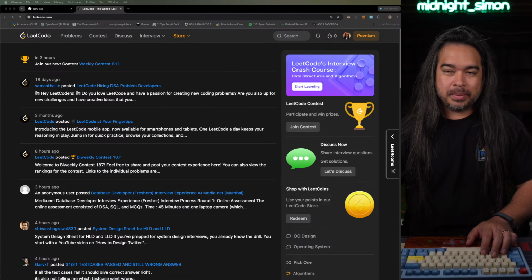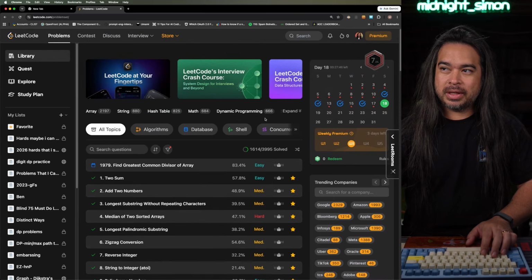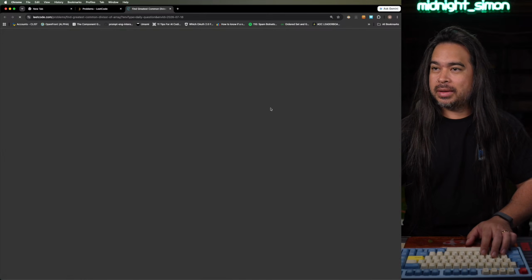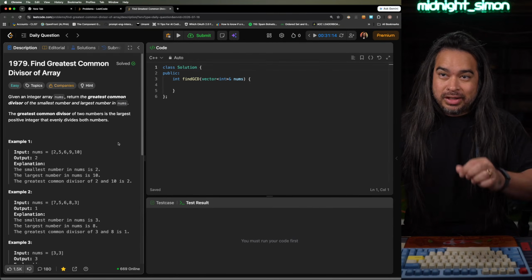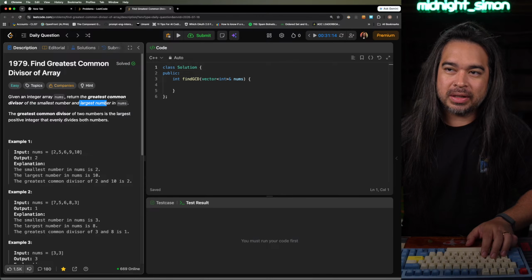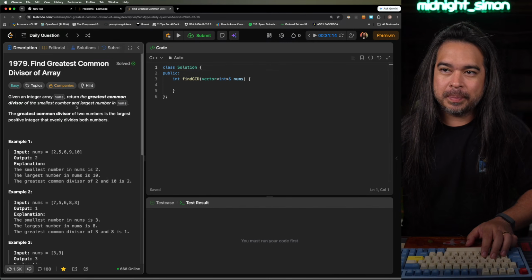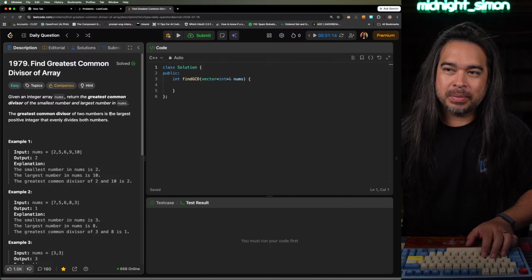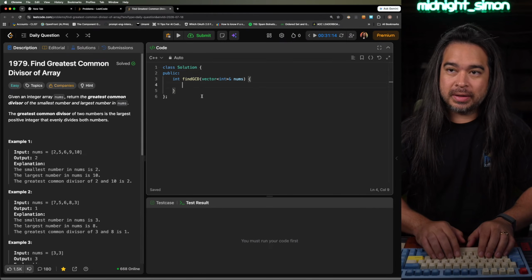Daily problem. Where is it at? GCD again. Find greatest common divisor of array. Given an integer array nums, return the greatest common divisor of the smallest number and largest number in nums. Oh, I see. The greatest common divisor of two numbers is the largest positive integer that evenly divides both numbers.